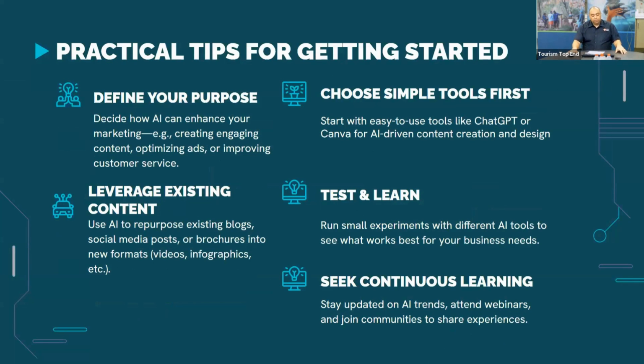So number one, be clear about what you want to achieve. Define your purpose, whether it's creating content, optimizing the ads that you're running online, or improving customer service. Understand what you want to achieve with generative AI. Start using the simplest tools first. Get familiar with how AI and generative AI work. Understand what it can do and what it can't.